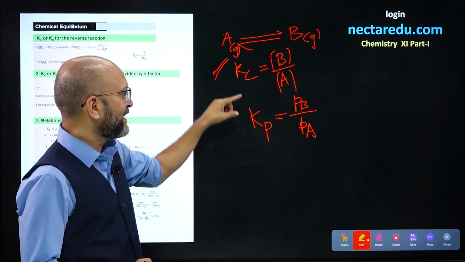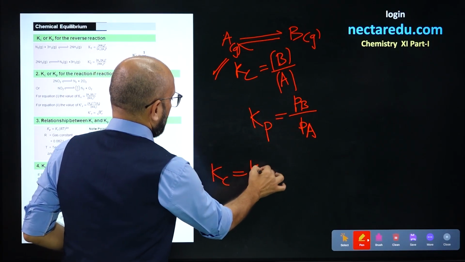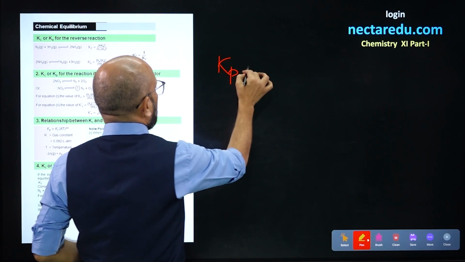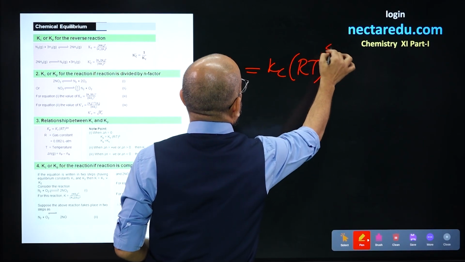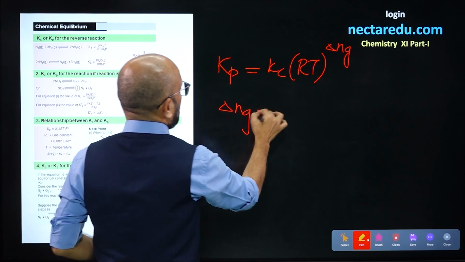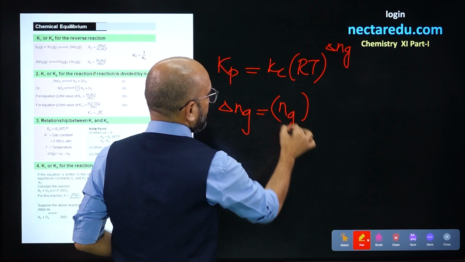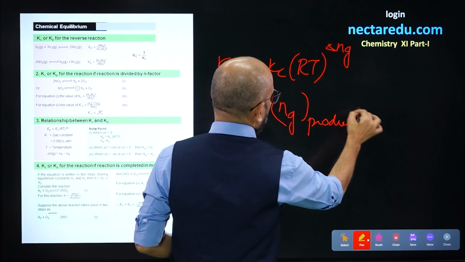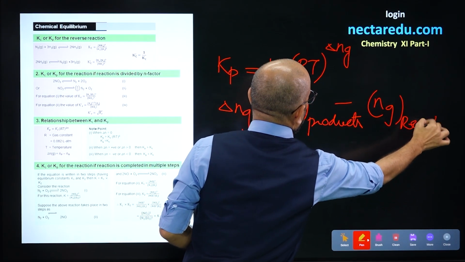So the relation between Kc and Kp comes out to be, I'll take it to another page, Kp equals Kc RT to the power delta Ng. And what is this delta Ng? Delta Ng equals the number of gas moles on the product side minus the number of gas moles on the reactant side, right?